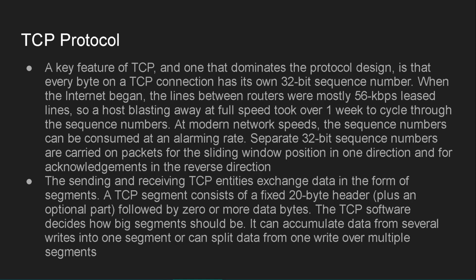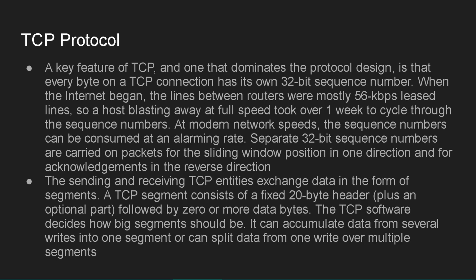This slide is about the TCP protocol. A key feature of TCP, and one that dominates the protocol design, is that every byte on a TCP connection has its own 32-bit sequence number. When the internet began, the lines between routers were mostly 56 kilobit per second leased lines, so a host blasting away at full speed took over 1 week to cycle through the sequence numbers. At modern network speeds, the sequence numbers may be consumed at an alarming rate.